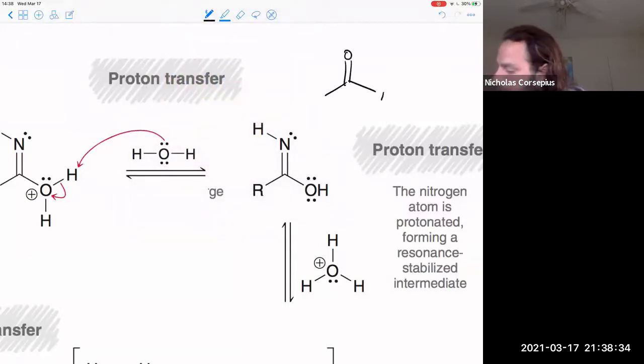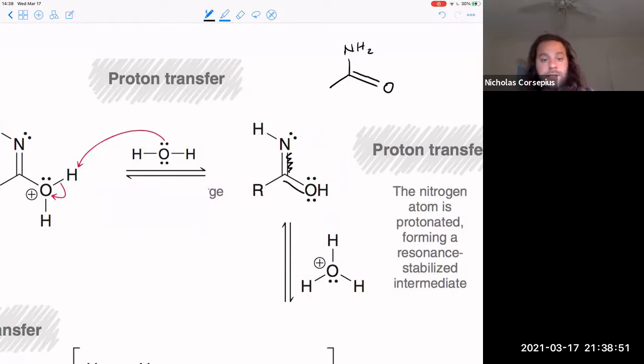I'm trying to get to here, right? And actually I can rearrange this so that it looks more like the picture down at the bottom to sort of illustrate even more what needs to happen. Right, so I need to get rid of this double bond here and create a double bond there. That's kind of where we're going to be going.